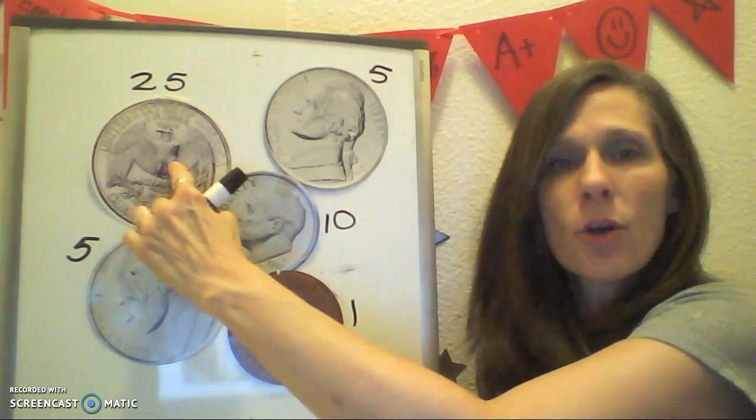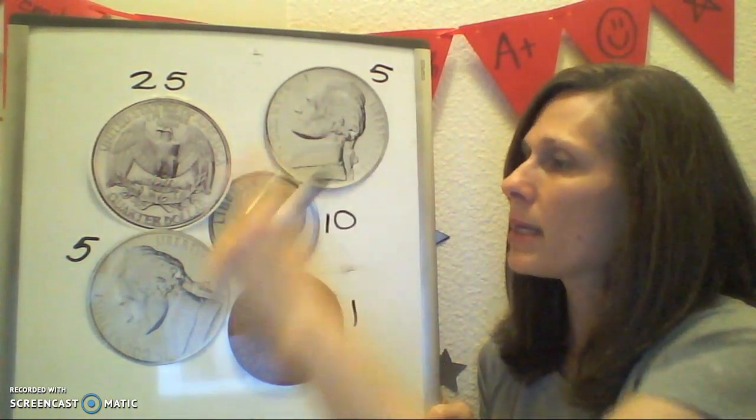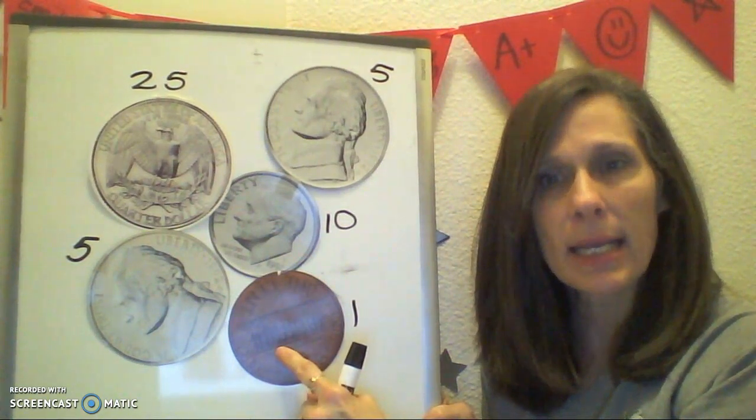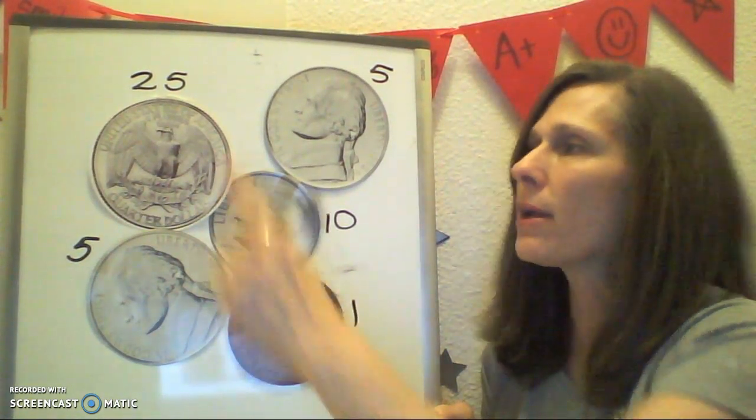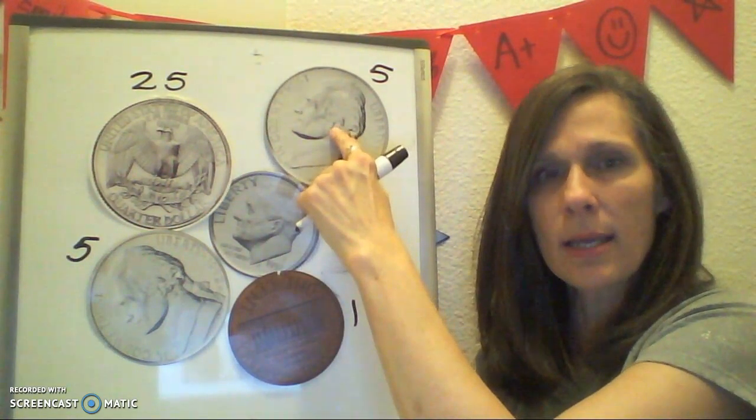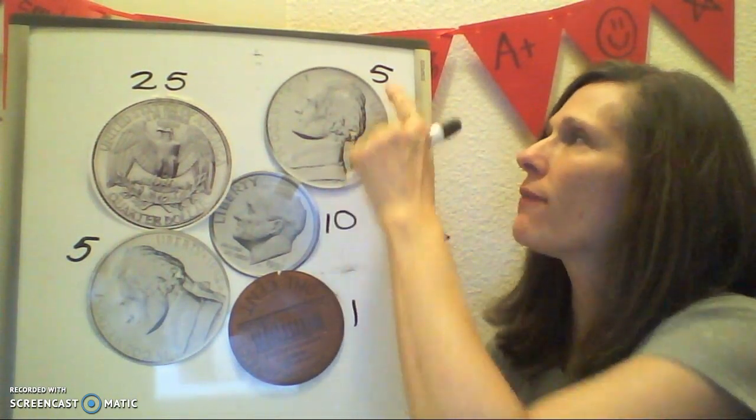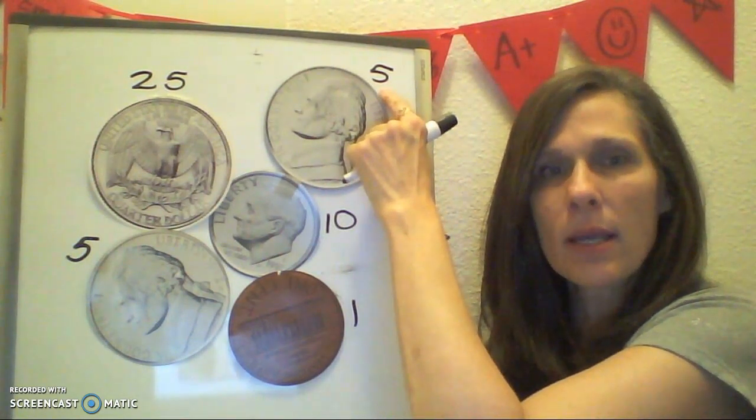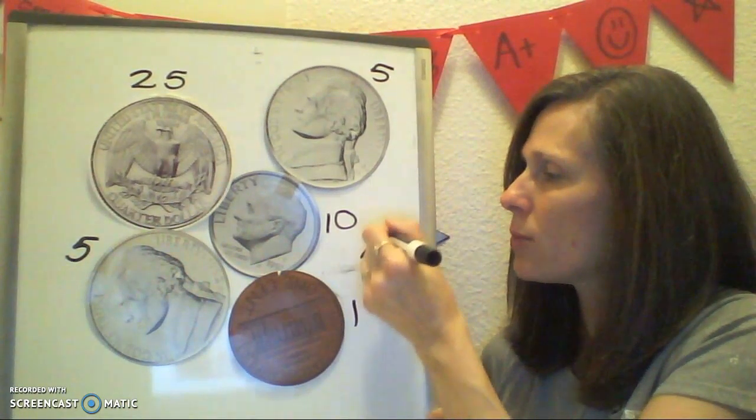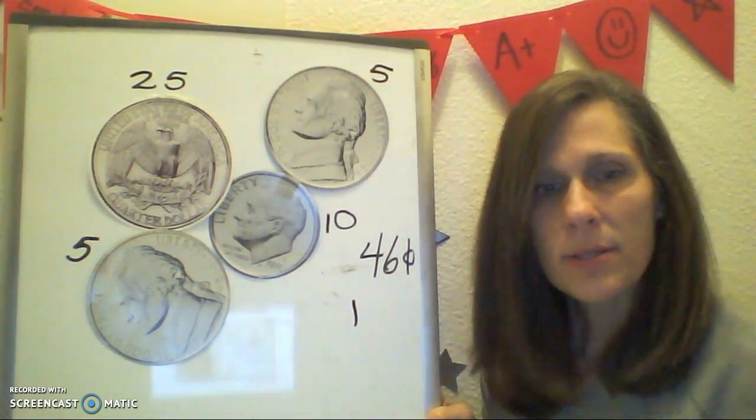So the first thing I'm going to do is start with my highest amount, which is my quarter. Then I'm going to move to my dime. That's the next highest amount. Then I'm going to count my nickels. And then, of course, my penny is going to be last. Okay, so here I go. 25, 35, 40, 45, right? 25 plus 10 is 35. 35 plus 5 is 40. 40 plus 5 is 45. And 45 plus 1 equals 46, right? 46 cents.